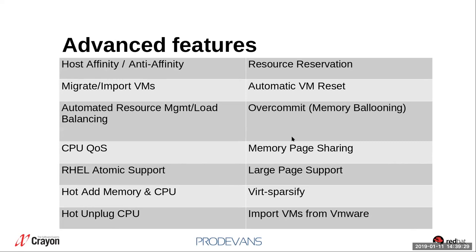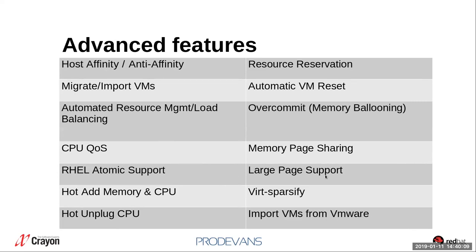Automated resource management and load balancing. In Red Hat virtualization, you can overcommit with memory ballooning, meaning you can use memory as per the requirements. If you have 96 GB of RAM, you can overcommit it. CPU quality of service, memory paging and sharing are also possible. There is also RHEL Atomic support and large page support.